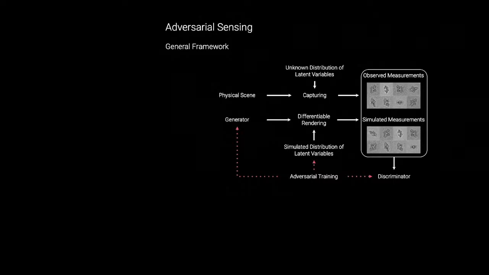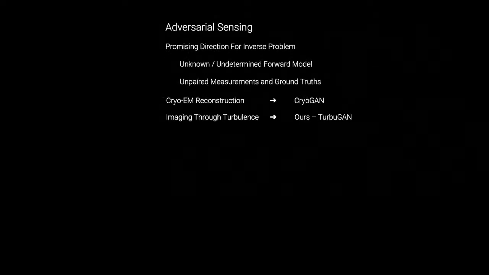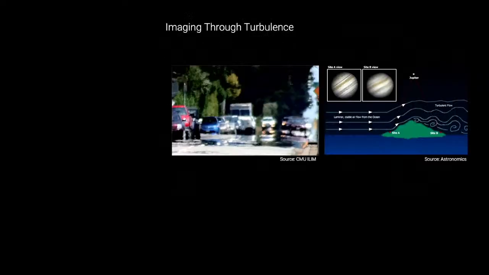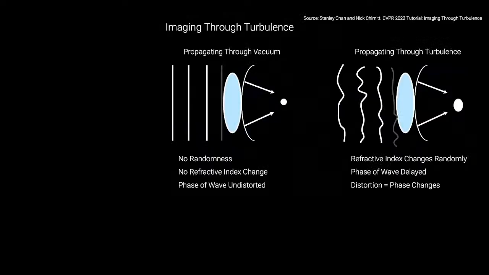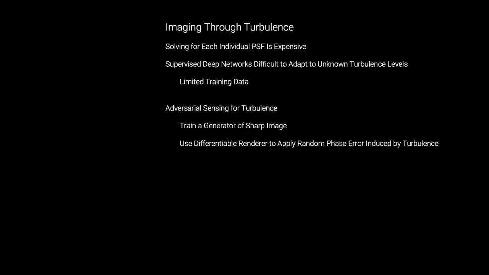The scene is ultimately reconstructed through adversarial training of both the generator and the discriminator. We find this framework to be a promising direction for inverse problems, and we explore extending this framework to imaging through turbulence, where the image measurements are distorted due to random phase changes in the wave propagation. Directly solving the PSF for each distorted measurement can get really expensive, and applying deep learning methods is also difficult due to limited training data.